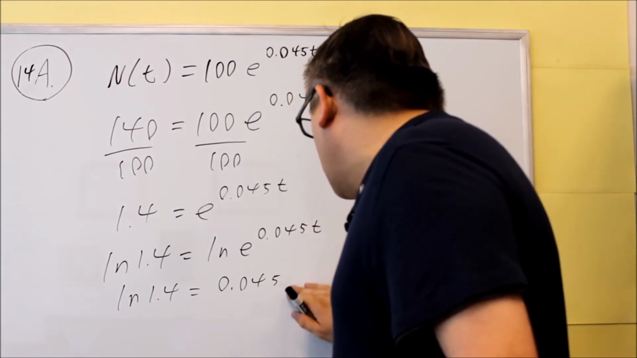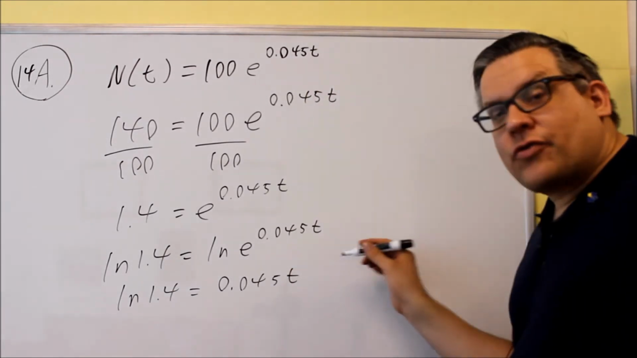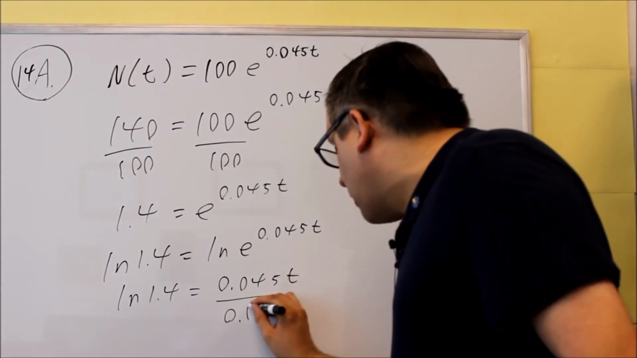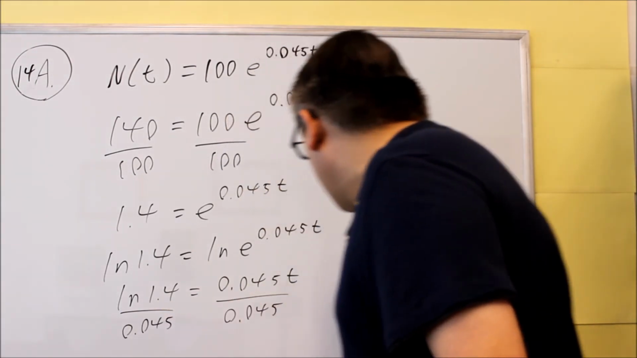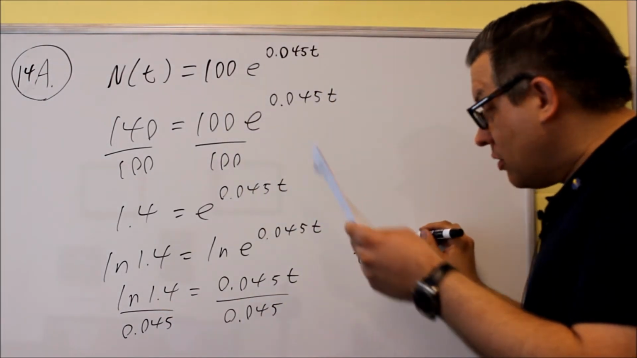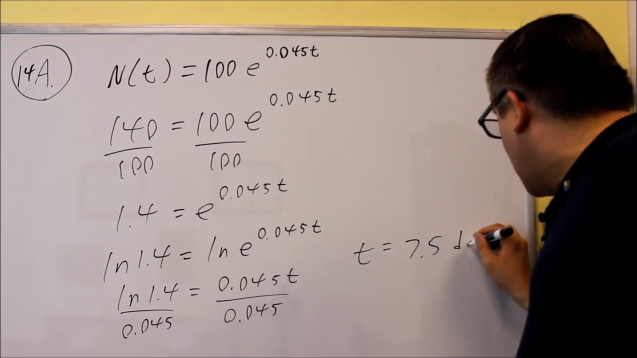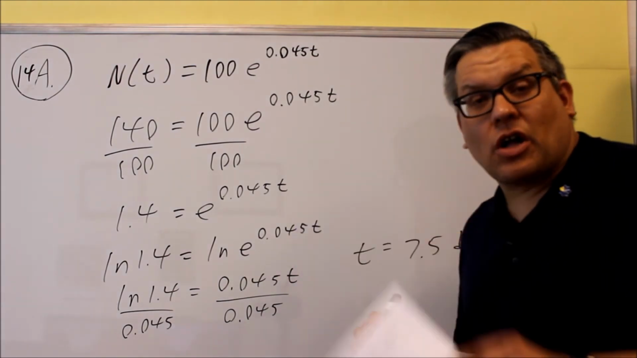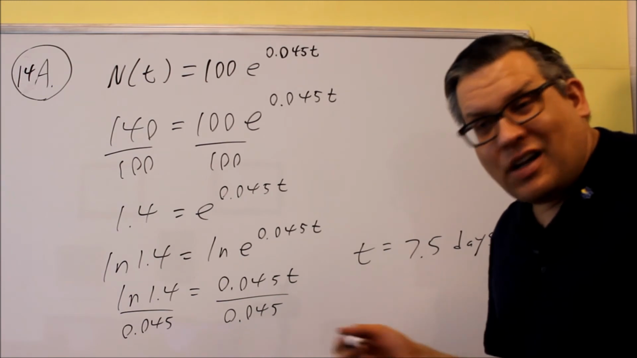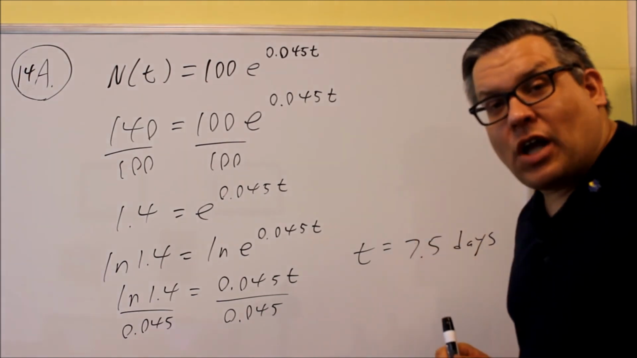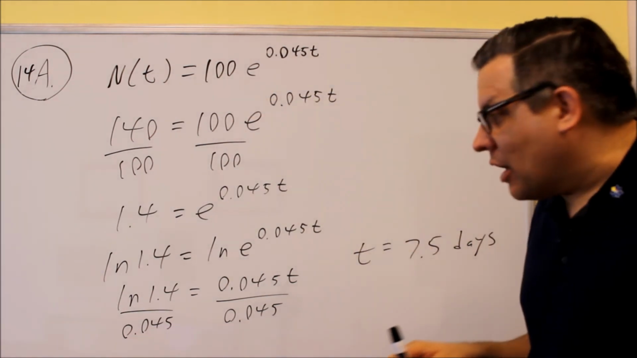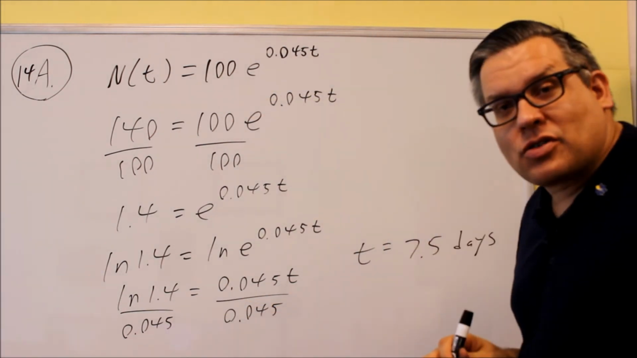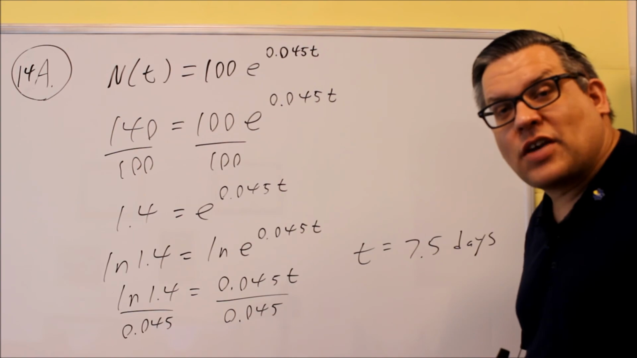And then we're going to now solve for t by dividing both sides by 0.045. And when you put that into the calculator, you get about 7.5 days. On the test it'll tell you exactly what to round to. In this case we get about 7.5 days. So when we work through all this, again, you're solving for time in this case, and that's going to be our final answer, 7.5 days.